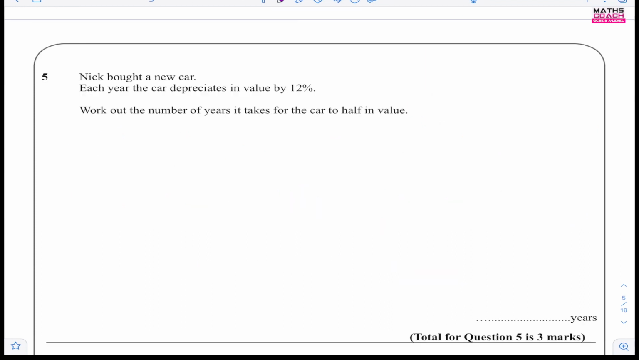All right, question 5. Nick bought a new car. Each year, the car depreciates in value by 12%. Work out the number of years it takes for the car to halve in value. Right, so we know that it's a depreciation question and the percentage that it decreases by is 12%. Let's start off by saying that the new car price is equal to X. So if the price of a car is equal to X when it's new, what is the price going to be if it's half of that? We can say half X is half the value.